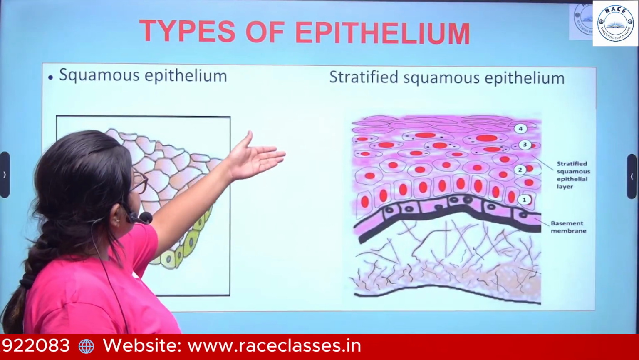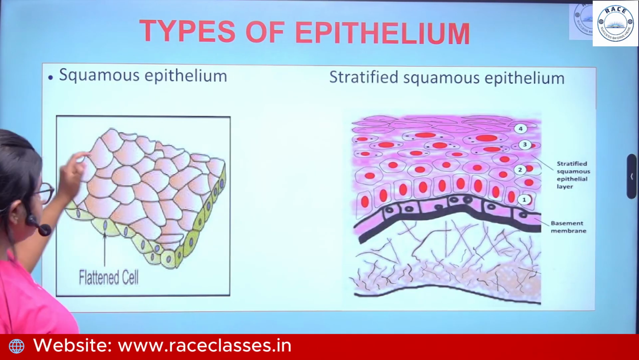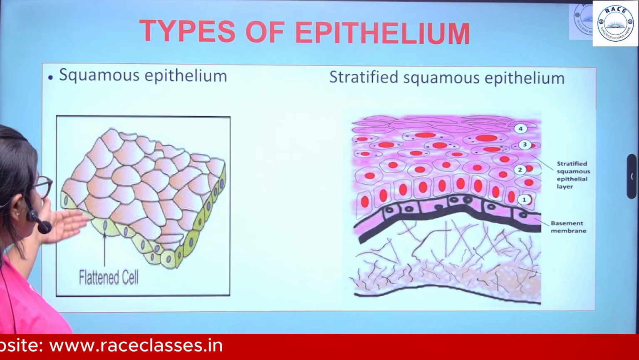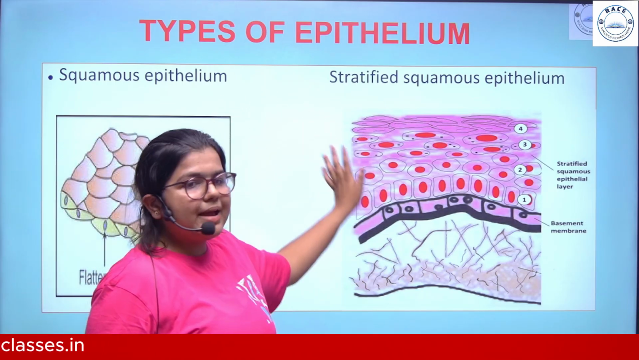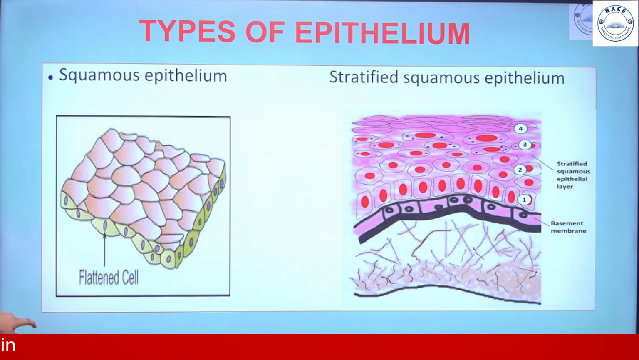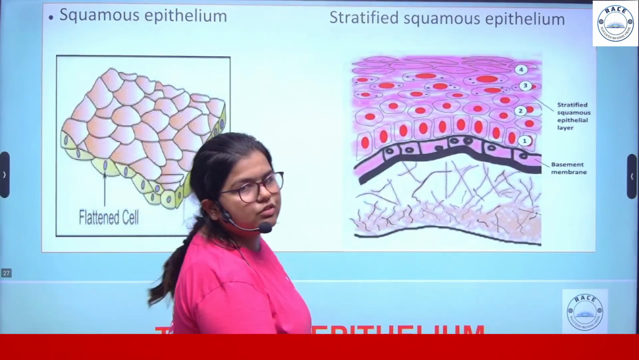Types of epithelium: stratified. You can see the squamous epithelium is simple here. That means it is only arranged in one layer. When we talk about stratified squamous epithelium, many layers are present. This is the basement membrane I was talking about.